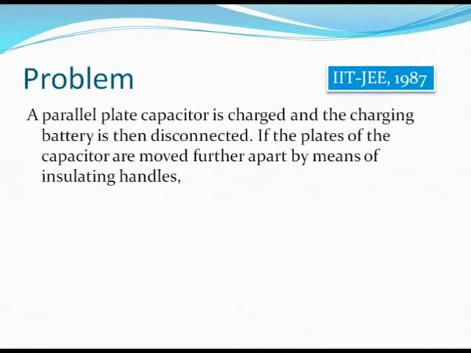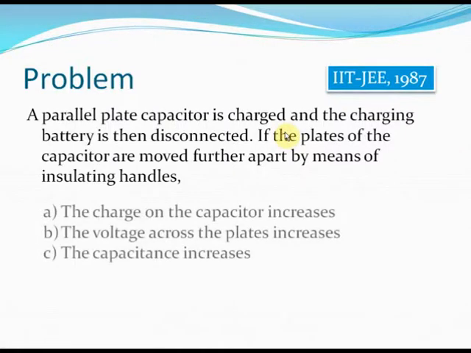A parallel plate capacitor is charged and the charging battery is then disconnected. If the plates of the capacitor are moved further apart by means of insulating handles: A. The charge on the capacitor increases. B. The voltage across the plates increases. C. The capacitance increases. You have to tick the correct option. What do you think? What is happening in this question? Well, first of all, let's understand what the question states. Then we will look at each option individually and see which of the options is correct.